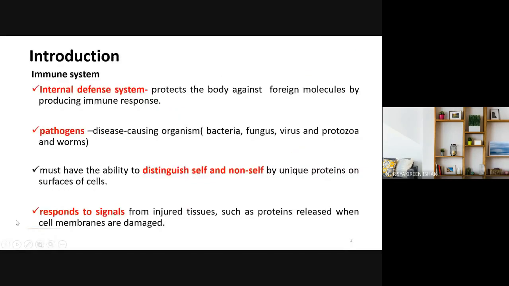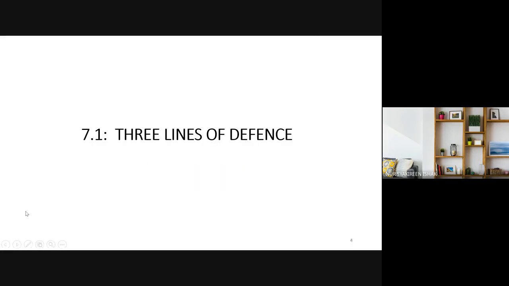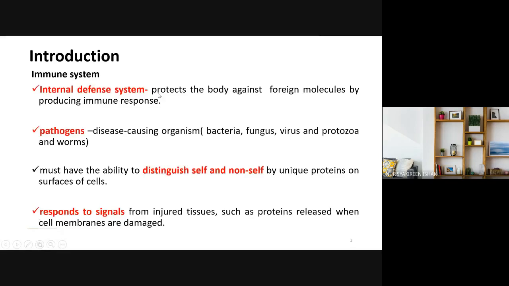Okay, so introduction. So immune system. So these are the several terms that you have to take note. Okay, which is internal defense system is to protect the body against foreign molecules by producing immune response. So foreign molecule is referring to pathogen lah. So any pathogen. So pathogens, whatever outside that enters into your body that causes you to have certain disease. Okay. So your body has to be protected against invasion of pathogen or foreign molecule. So this is done by the immune response, the activation of lymphocyte.